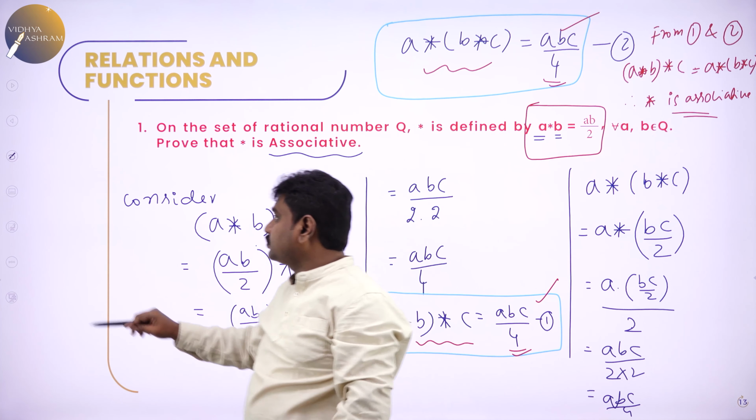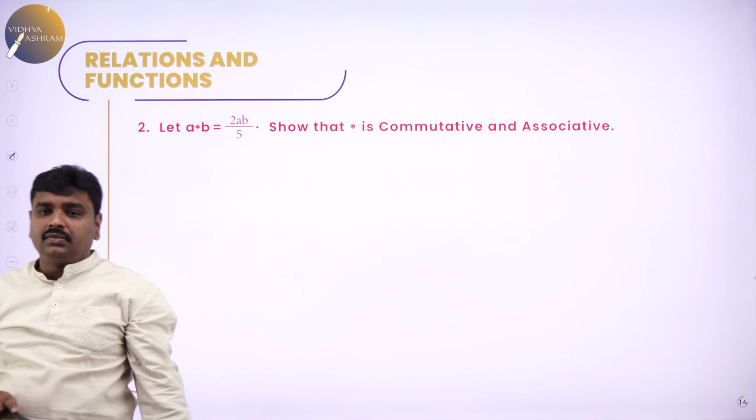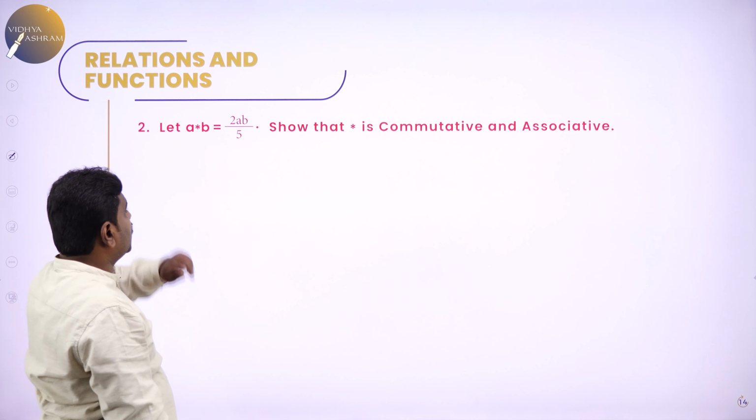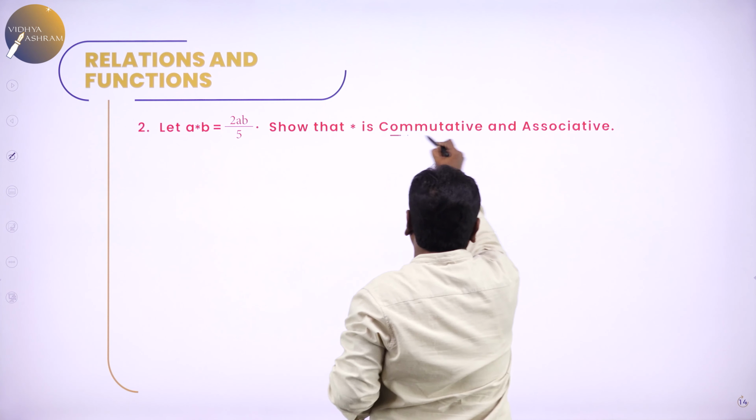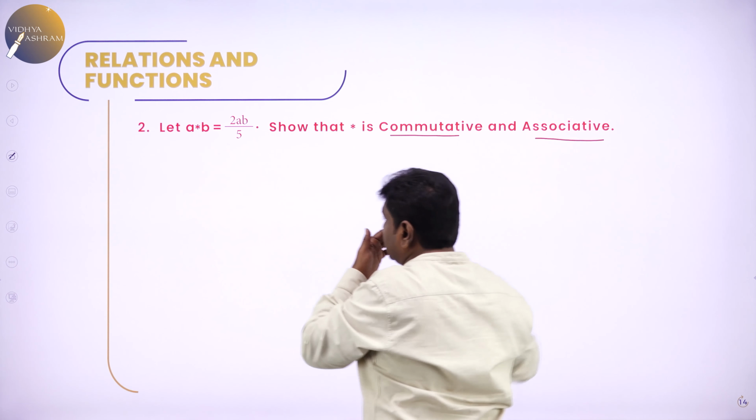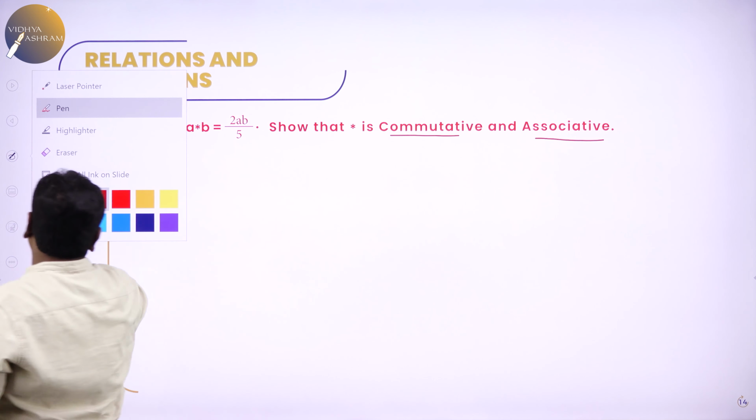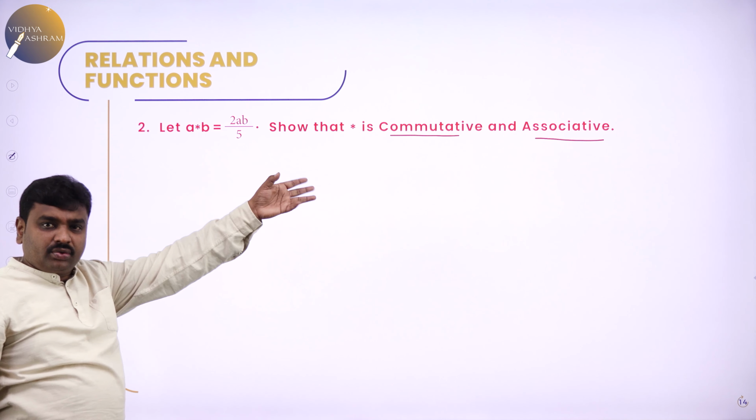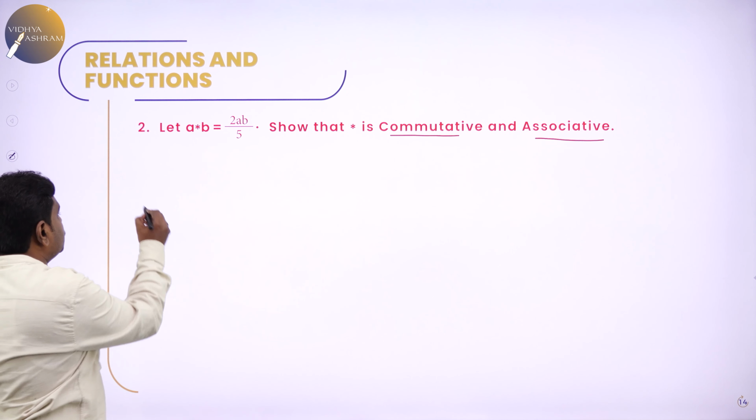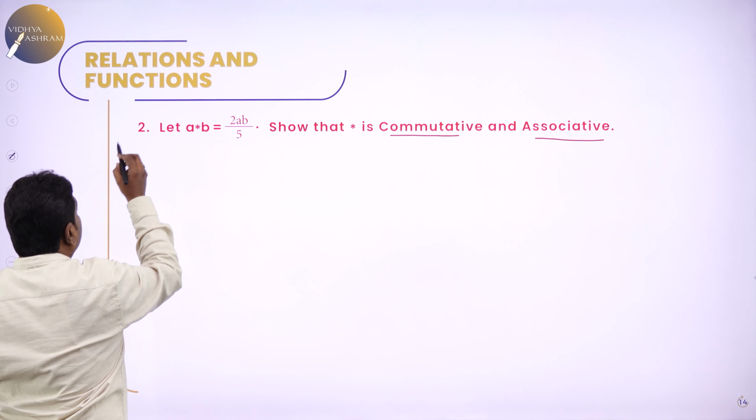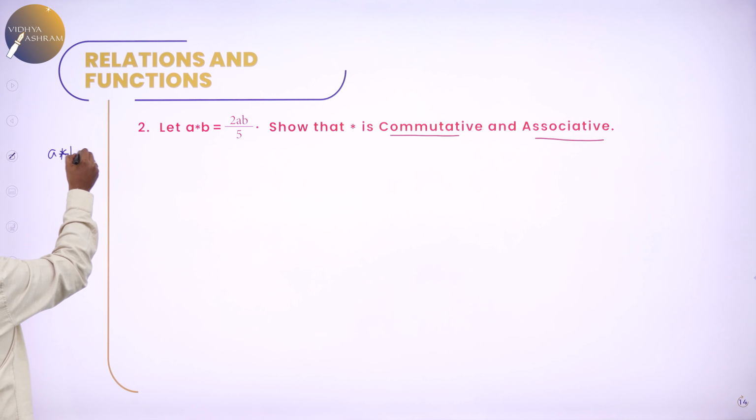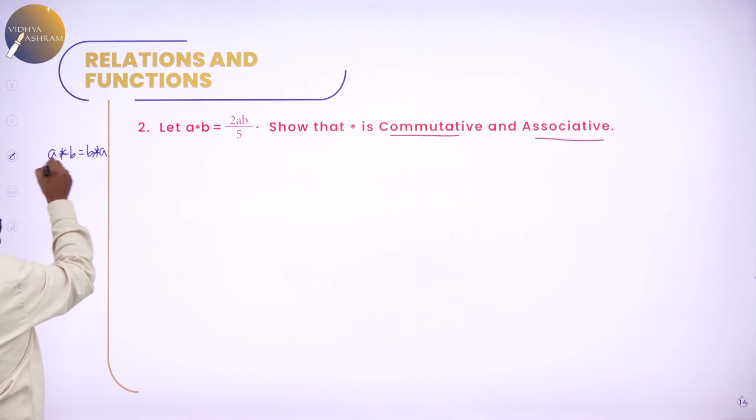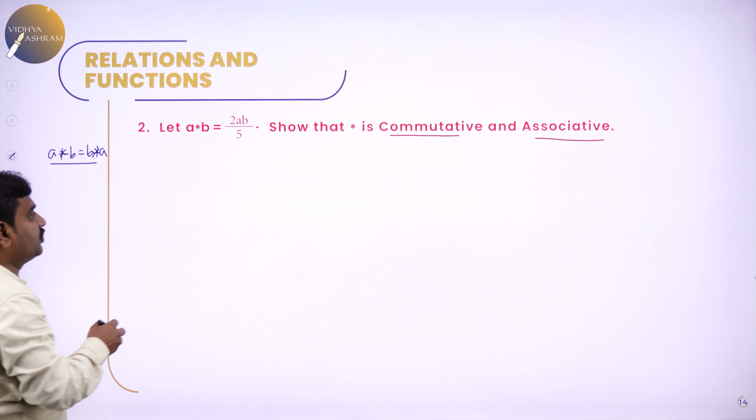So now next problem. A star B, they gave 2AB by 5. They are asking you to prove commutative also, associative also. First I will prove commutative, then I will go to associative. What is commutative? All of you know commutative. Commutative means A star B value should be equal to B star A, then we say commutative. Do you remember? So first I will prove this.